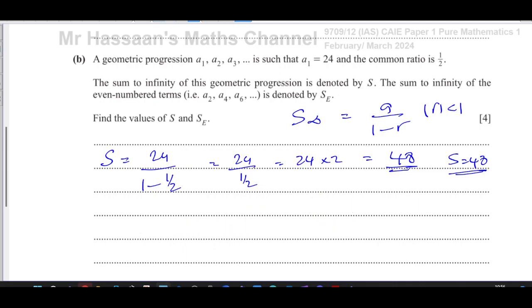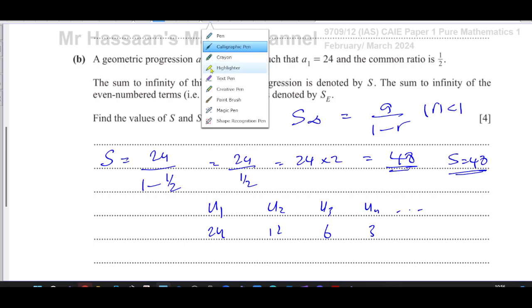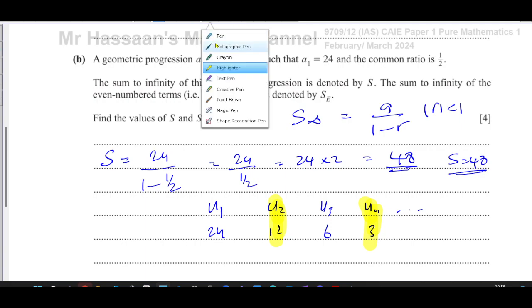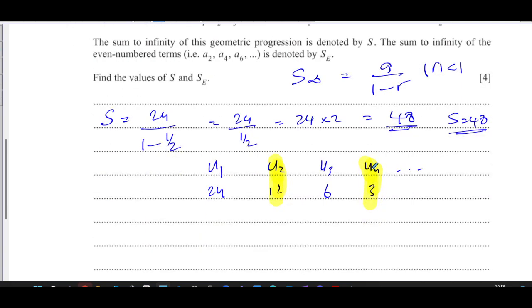Sorry about that. So we know that the first term is 24. The second term is 12. The third term is 6. The fourth term is 3, and so on. It continues, halving each time. So we're concerned with the terms in the even positions, which is this position and this position here. So for this sequence, which will be basically 12 and 3, and then 3 over 2, then 3 over 4, and so on, we need to find the common ratio.